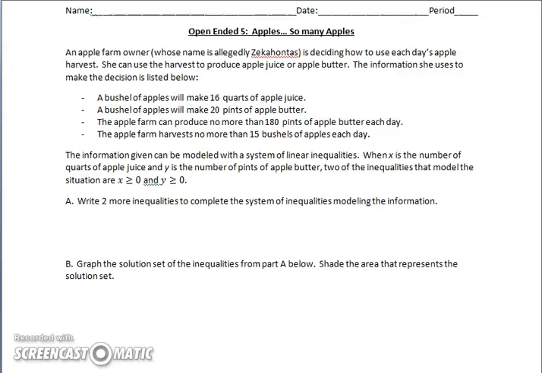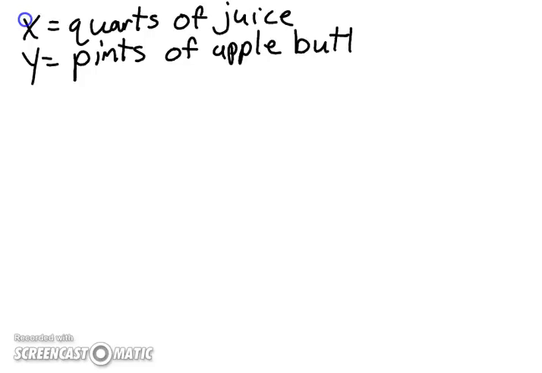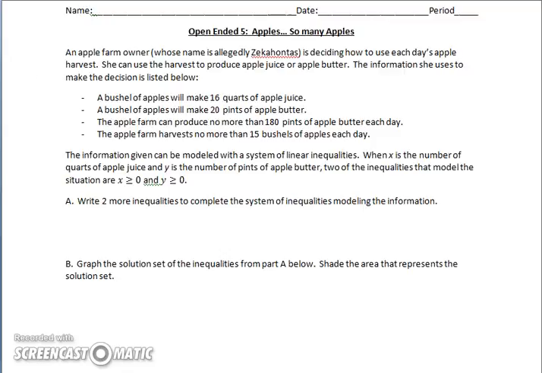So, what it's telling us here is that we've got our x to be the quarts of apple juice. Let's put that down over here, okay? So, x equals quarts of apple juice. And y equals pints of apple butter. Okay? Let's go back to the problem here.